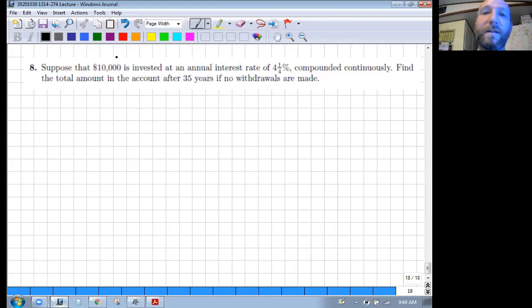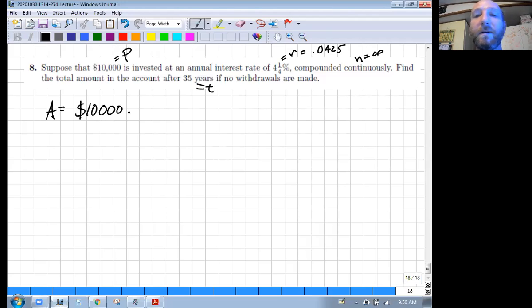All right, suppose that $10,000 is invested at 4.25%, that'd be 0.0425, compounded continuously, to infinity. Find the total amount after 35 years. All right, our amount is 10,000 e to the interest rate times the time.